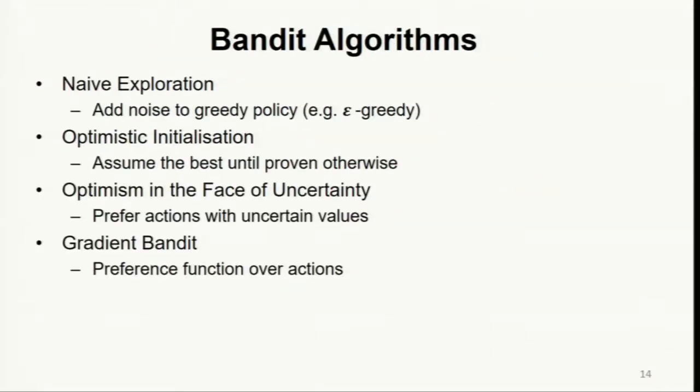So there are different ways to maximize the cumulative reward and minimize the total regret. Those are different algorithms. This is naive exploration, and then you can add noise to the greedy policy. This is epsilon-greedy. And there is optimistic initialization: assume the best until proven otherwise. Also optimism in the face of uncertainty: prefer actions with uncertain values. So I'm going to talk about the famous UCB algorithms, and also the gradient bandit, a preference function over actions.